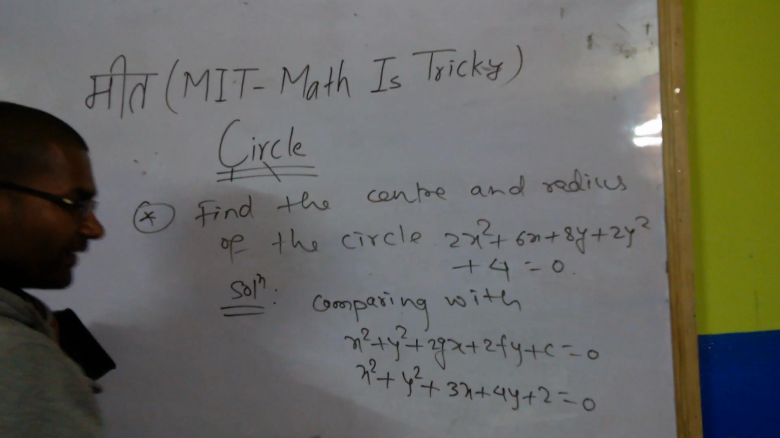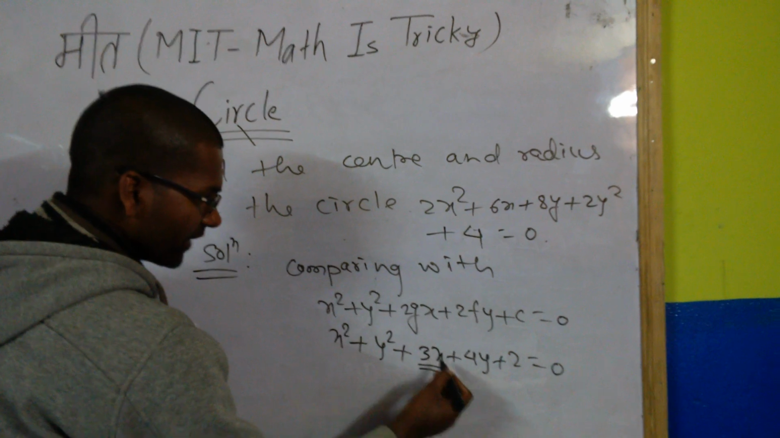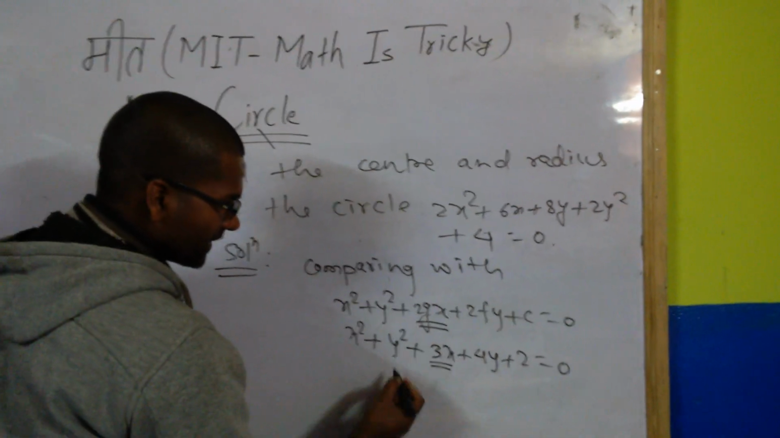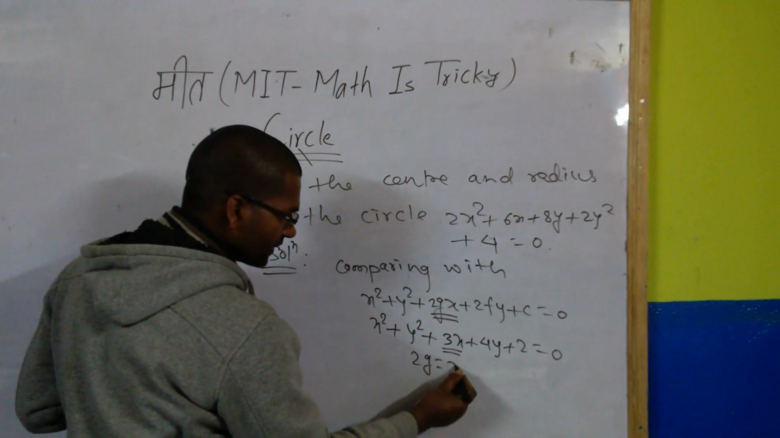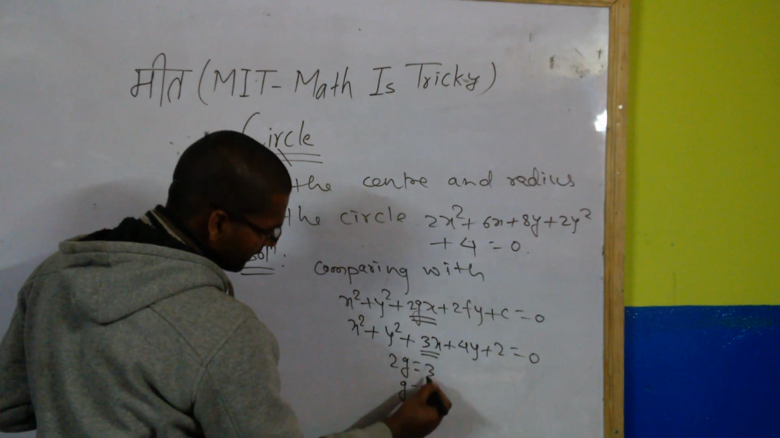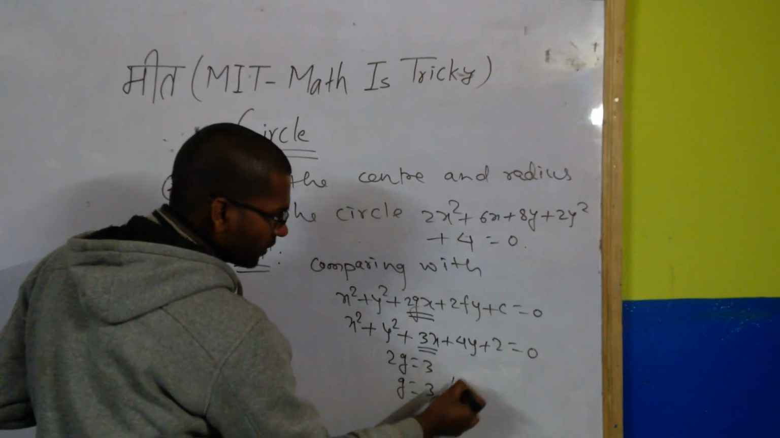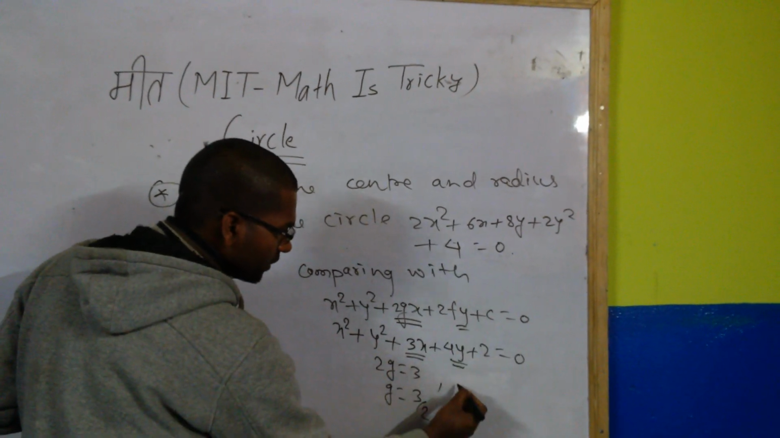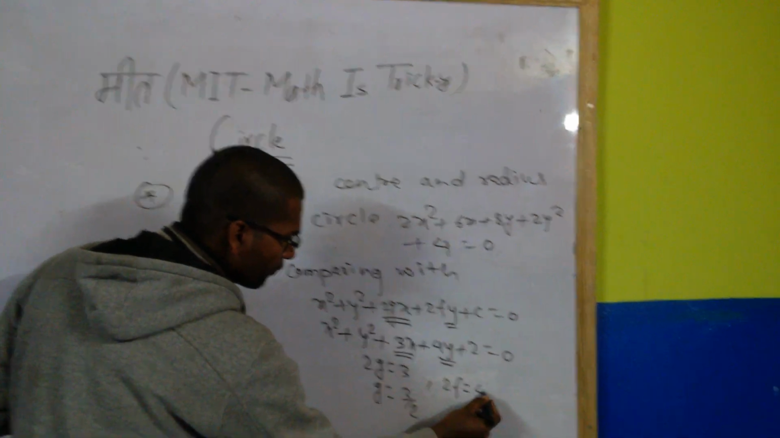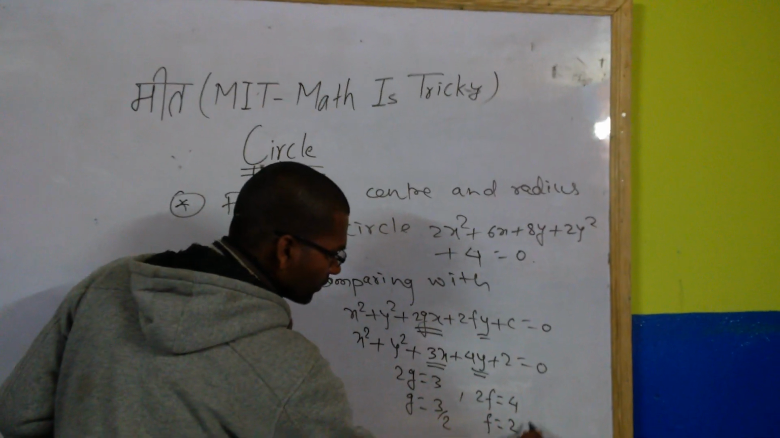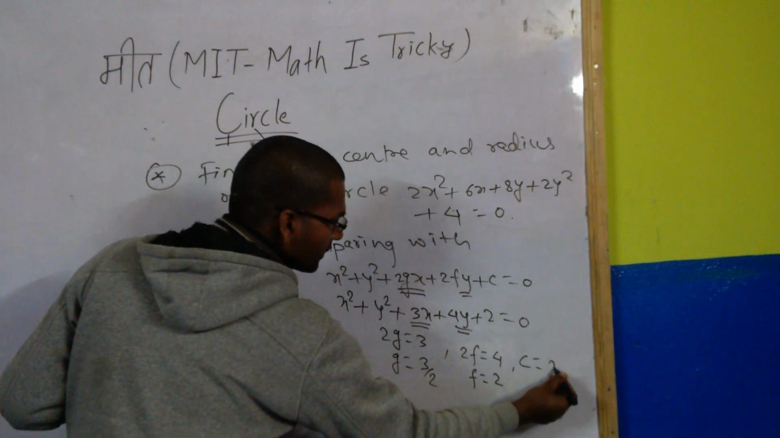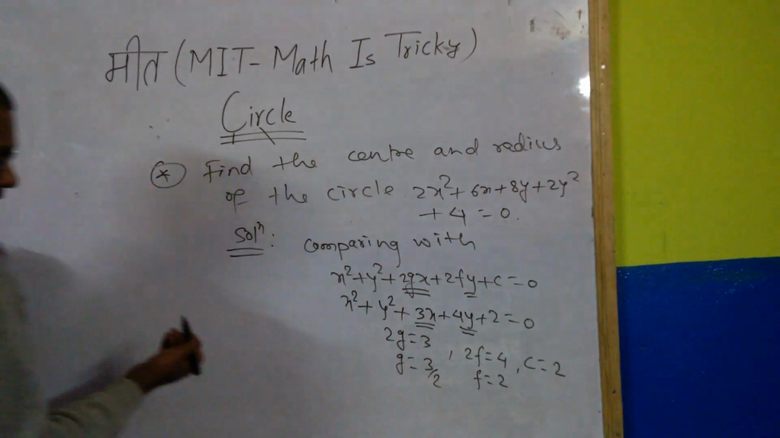Now if you compare, what do you get here? See here, 2g equals what? 3. So g equals how much? 3 by 2. For y here, 2f equals what? 4. So f equals 2. What about c? c is here 2. Now we have the answer.